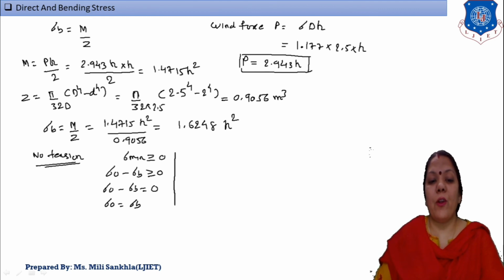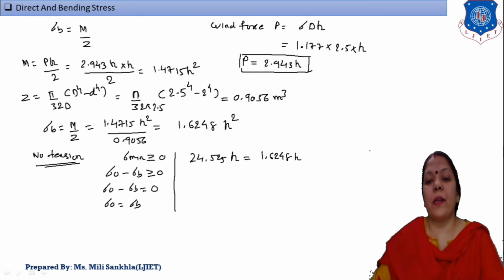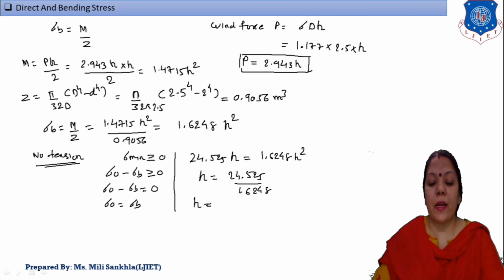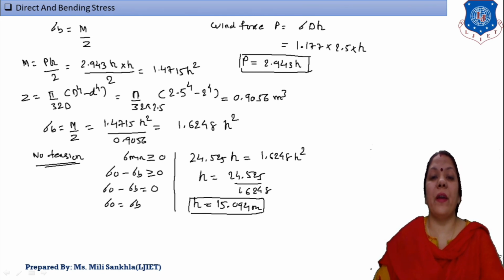Here our first value of direct stress is 24.525 h, and this is equal to our sigma B, 1.6248 h square. Now we find the value of h, which is 24.525 divided by 1.6248, and after dividing we get the value of h is equal to 15.094 meter. Okay, this is the height of the chimney we finally find out.